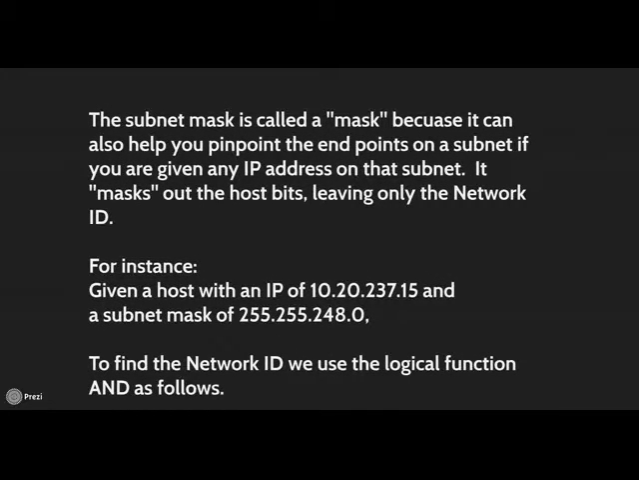The subnet mask is called a mask because it can also help you pinpoint the endpoints on a subnet if you're given any IP address on that subnet. It masks out all the host bits, leaving only the network ID. For instance, given a host with an IP of 10.20.237.15, that's a random computer on the network, and a subnet mask of 255.255.248.0, you can find the network ID by using the logical function AND as follows.